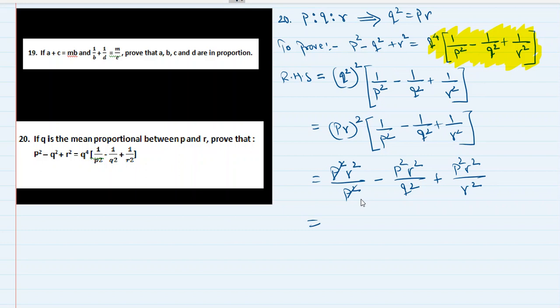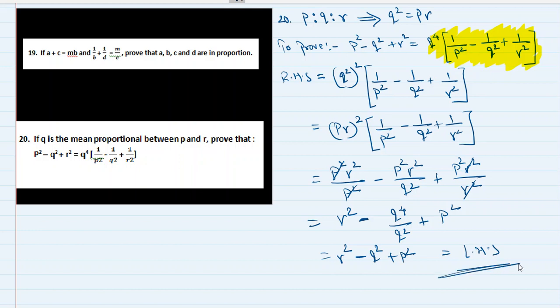Okay. Yes, so this is R square minus, see, P square R square is Q raised to 4 upon Q square, plus here R square will cut and we'll get P square. So R square minus Q square plus P square, and our LHS is P square minus Q square plus R square. It's the same thing. So RHS becomes equal to LHS.